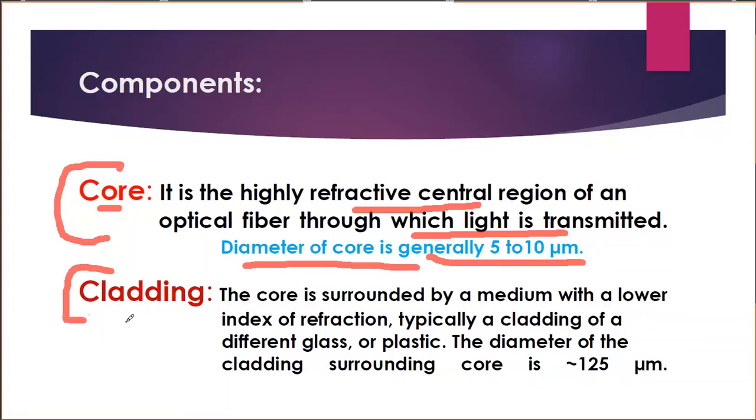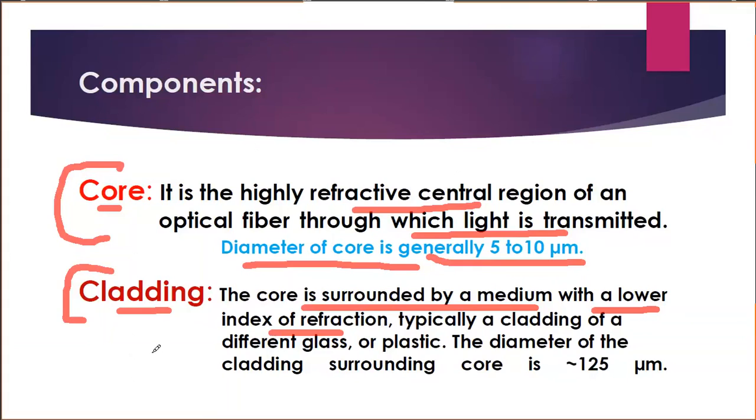Now what is this cladding? The core is surrounded by a medium with a low refractive index. Remember, the core is the central part where the refractive index is maximum. On top of that we put a material that we know as the cladding, and that cladding also has a refractive index, but less than the core refractive index.